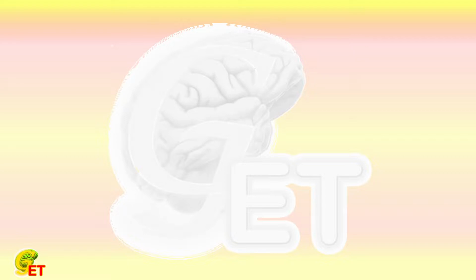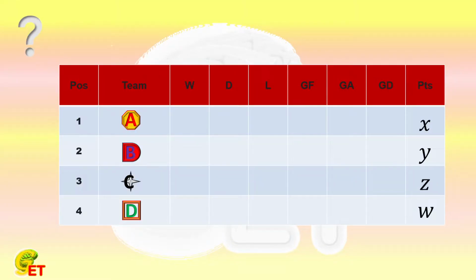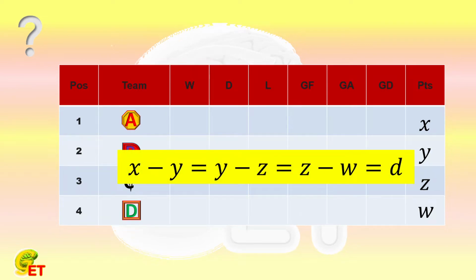Today's question. If in a certain FIFA World Cup, no earlier than 1994, the points of the four teams in the same group form an arithmetic sequence, how many points do each of the four teams score? Why not give a try, and we will come back soon.